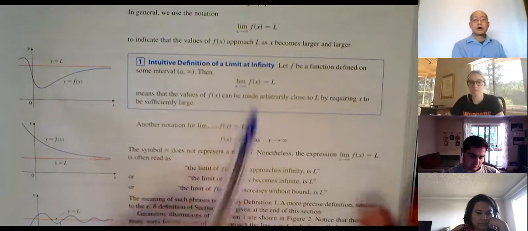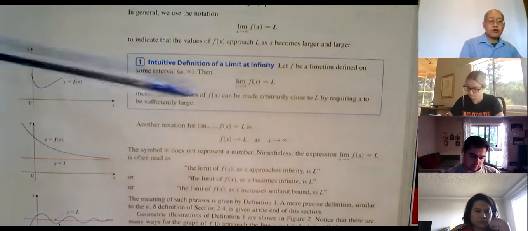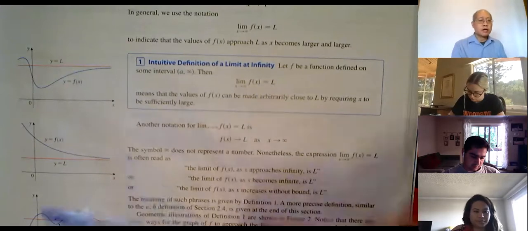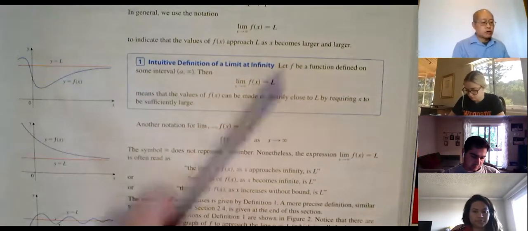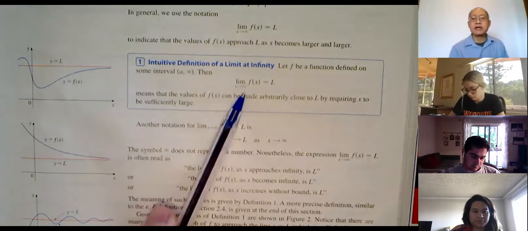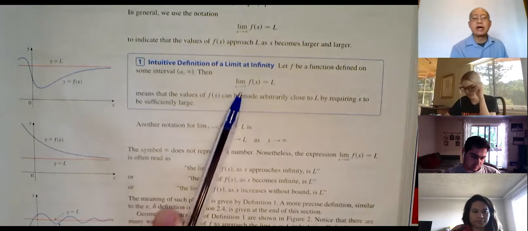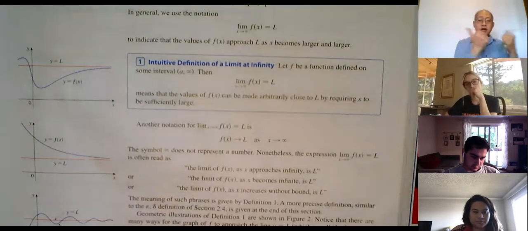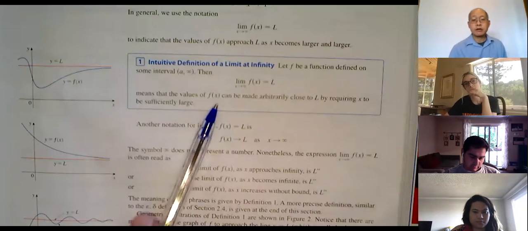As x approaches infinity, you're going way out to the right. Limit as x approaches negative infinity, you're going way out to the left. So you would be plugging in negative 1,000, negative 1,000,000, negative 1,000,000,000, and so on. So that's limit as x approaches either negative infinity or positive infinity, going forever to the right or forever to the left.